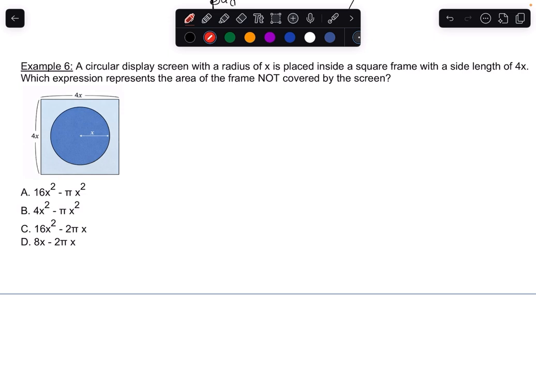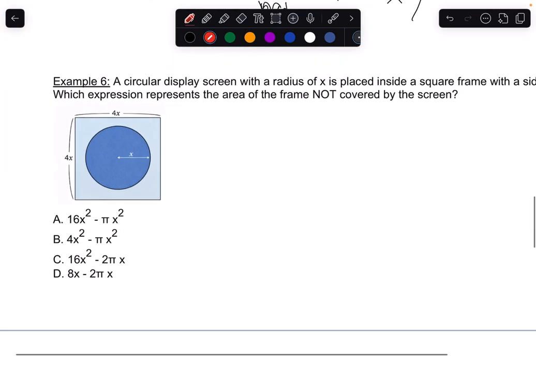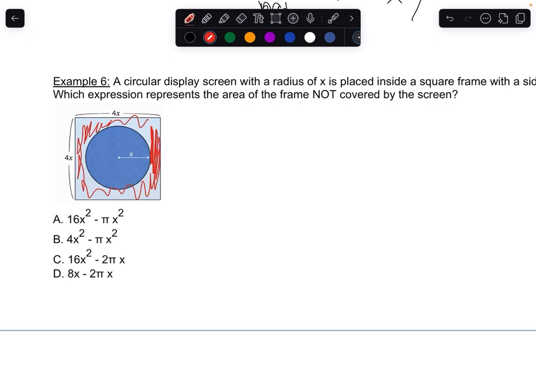So I've seen this question two different ways, by the way. I'll say that for a later video. I won't go that far in depth. Okay, cool. So same idea. You want to figure out what is this area not covered by that blue circle.